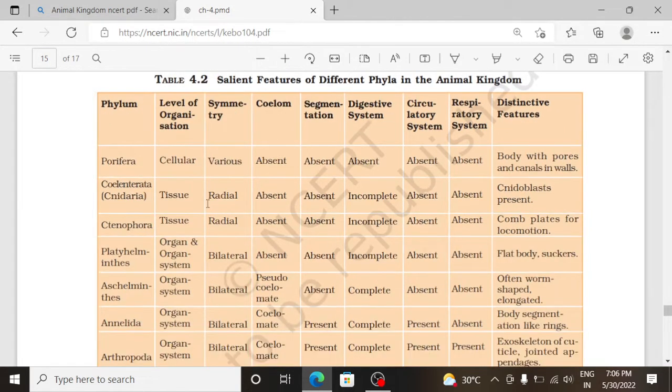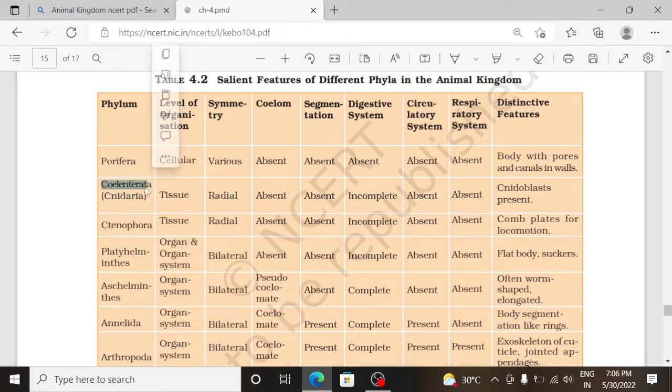So let us see the table. Salient features of different phyla in animal kingdom. First phylum is Porifera. The level of organization is cellular. Symmetry is various. Coelom is absent. Segmentation is absent. Digestive system is absent. Circulatory system is absent. Respiratory system is absent. Distinctive features are body with pores and canals in walls.